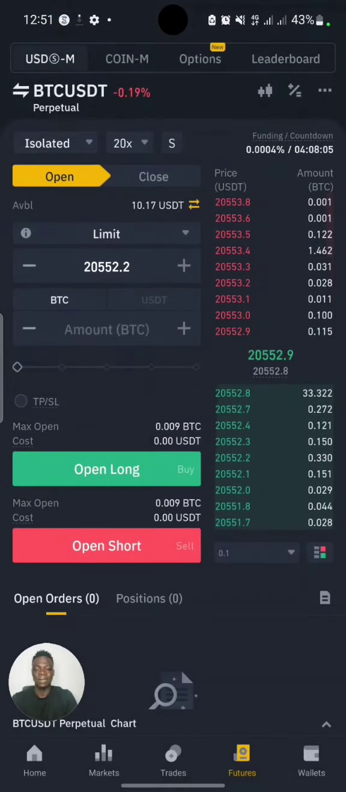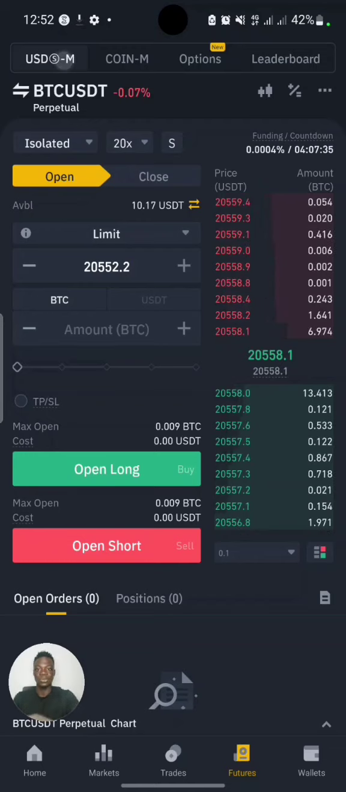So if you notice, my Binance might be different from yours because I'm using two-way mode. If you want to put yours in two-way mode, it simply means that I can both short and long the same market. That means I can enter the market in two ways. This BTC that I'm on now, I can short BTC and long BTC on the same app.